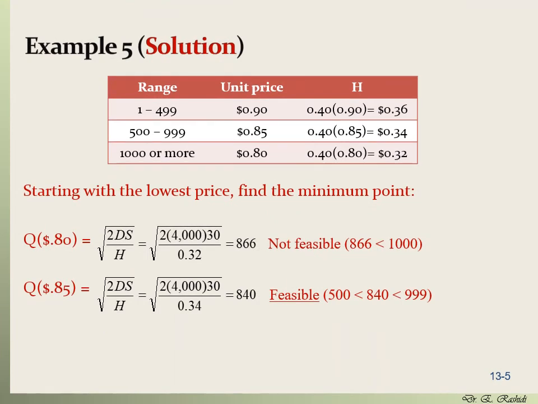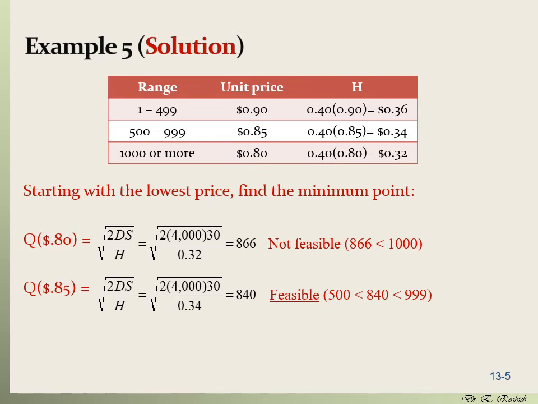So here is the neater, cleaner, typed version of the solution that we have done so far. For the lowest price, 80 cents, we solved for the Q optimal, and that was 866, which is not feasible. It's not greater than 1,000, so it's not 80 cents. So this is not feasible.